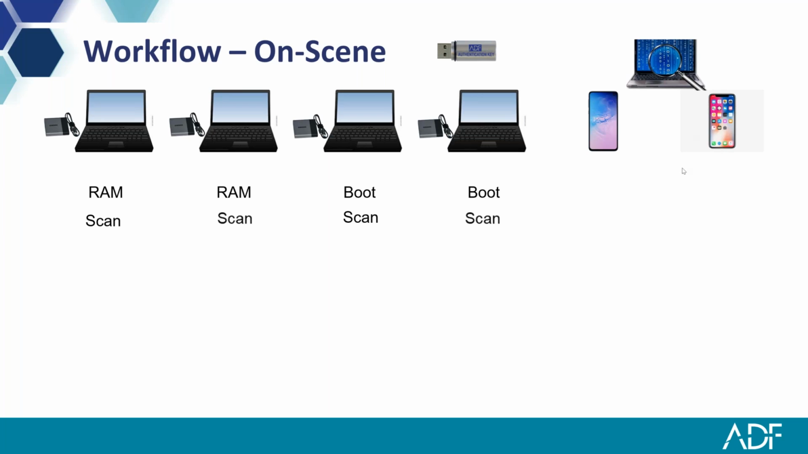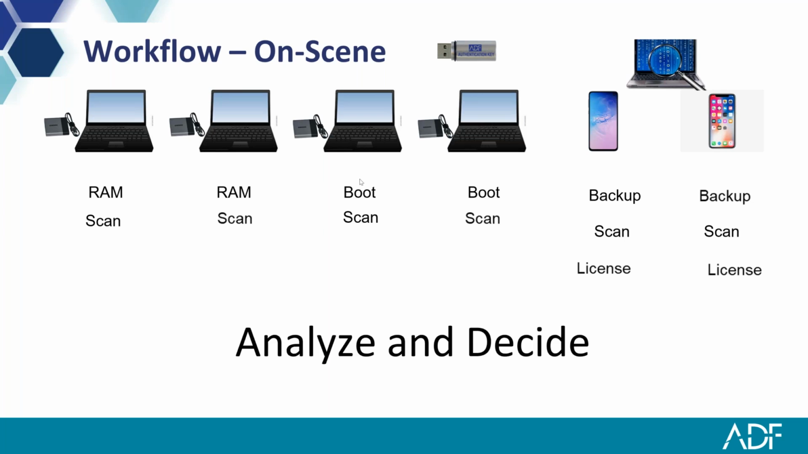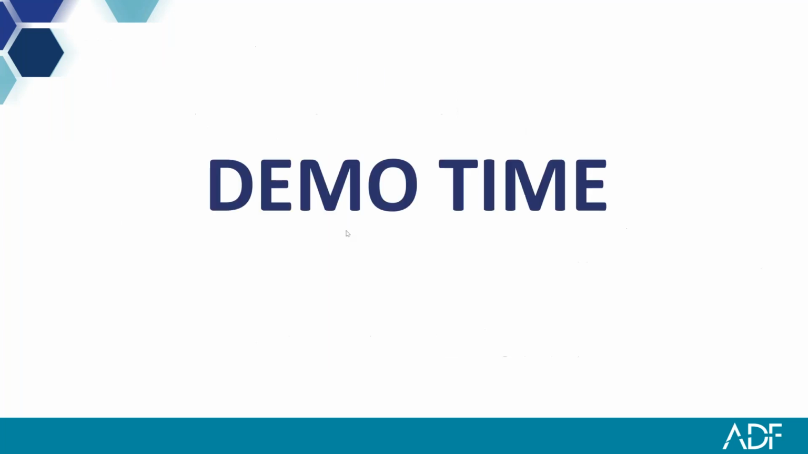I have what I call the desktop version, and I start backing up a couple of mobile devices. When I want to go scan them, I put in the license, start those scans, and then I can go back and start analyzing and deciding on what I need to do. So 4 computers scanning, 2 phones going all at the same time. It's kind of how it works. You can go into a business with 75 computers and do the same thing with 1 license.